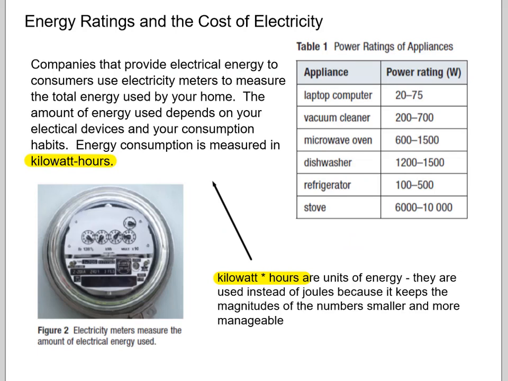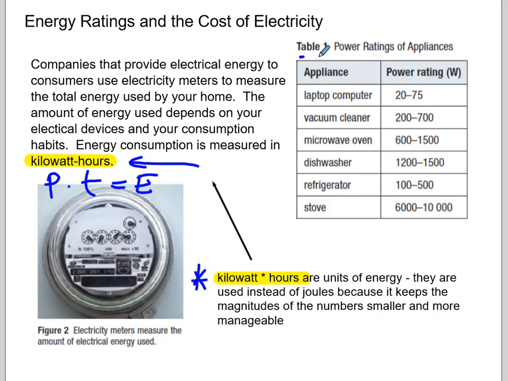Okay, so energy ratings and the cost of electricity. This is a really strange term, and we'll talk about where it comes from, but this kilowatt hours is a measurement of energy. Okay, so what you need to look at is this is a power, kilowatt. Watt is a measure of power, and hours is a measurement of time. So when you multiply those two things together, you actually get an energy. So kilowatt hours is a unit of energy. Please star that. That's really important to know.